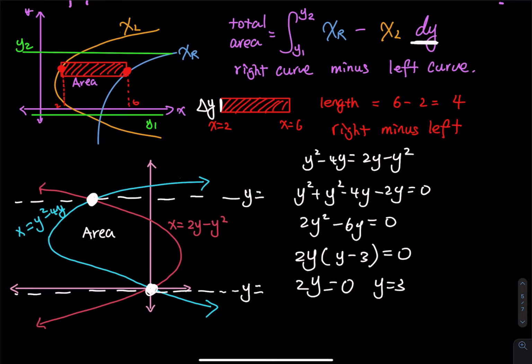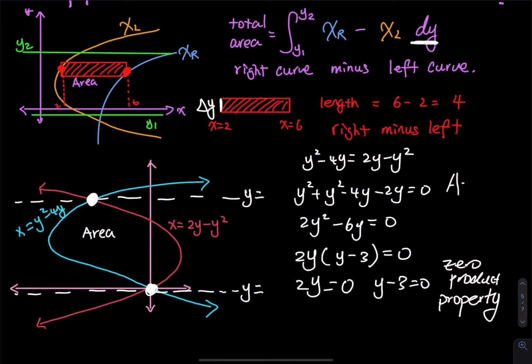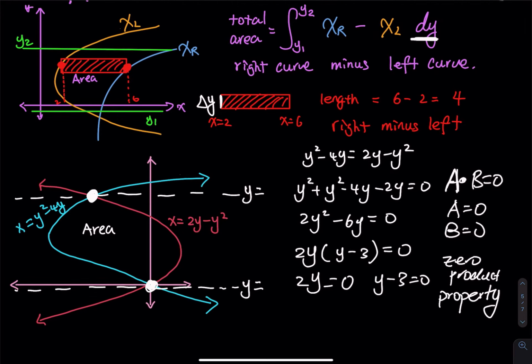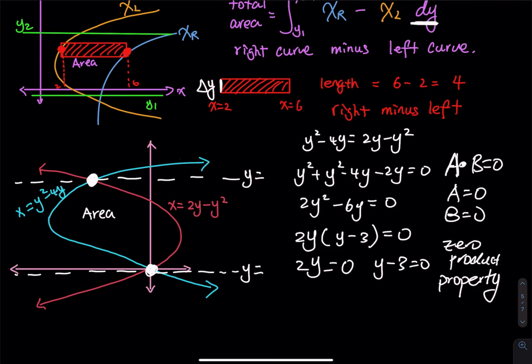Then 2y equals 0, and y minus 3 equals 0. This is called the zero product property. The zero product property says if you have a times b equals 0, then either a equals 0 or b equals 0. You use this property only if the other side is equal to 0. If a times b equals 1, then this is not going to apply. All right, the other side has to be 0.